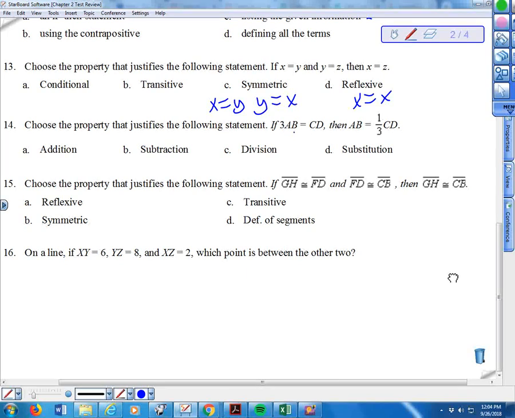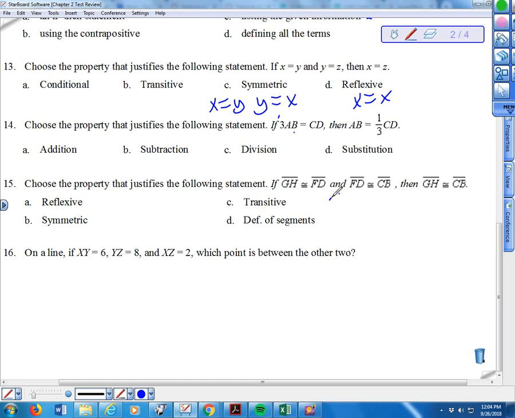Choose the property that justifies the following statement. Segment GH is congruent to segment FD, and segment FD is congruent to CB. Symmetric property. This is what I wrote here, right? I just switched the order. There's so many letters. Oh wait, no, that's not right. I didn't read far enough. If GH is congruent to FD and FD is congruent to CB, then GH is congruent to CB. That's the transitive property. Transitive, you've got two statements that you can make a third out of.